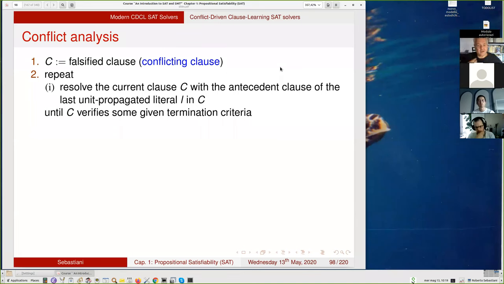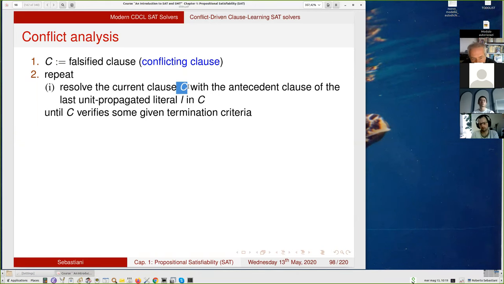In doing that, you consider only forks, not the pieces of road that you were forced to take anyway. So what you do is undo unit propagations in a driven way. The idea is that you start from the falsified clause, which is also called the conflicting clause, so the clause that the current truth assignment made false. And then you repeat the following process.